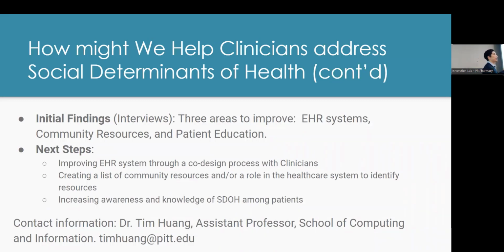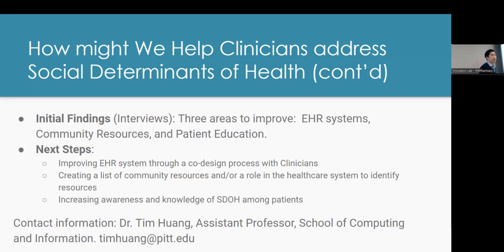The first thing is the EHR assistance. It's interesting to see that EHR systems actually have a space for clinicians to document social determinants, such as tobacco use, transportation issues, or something like that. But all they can do is just check the box, and that's it. There's nothing else. So that leads to the next problem space that we can improve.